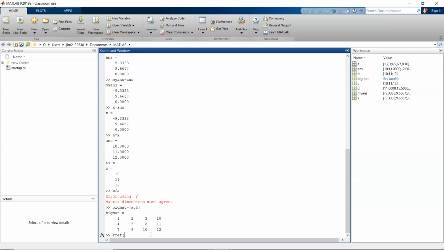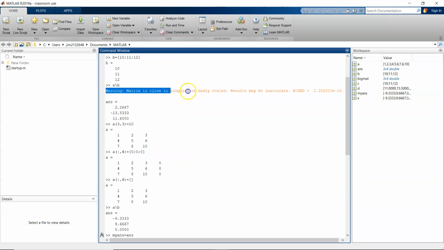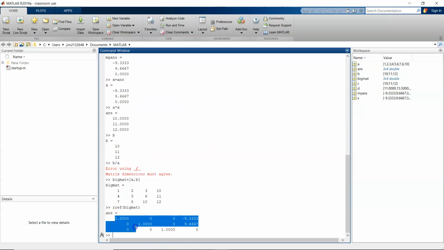Now, RREF, reduced row echelon form, which you might learn about. There we go. What you'll get, for an answer, if everything works right, if you don't get this warning, if you don't have a singular matrix, you're going to get the identity in the first 3 columns and then the answer in the last column. Oh, there it is. Here's the answer. Negative 9.333, 9.667, and 0. Same answer. RREF. So that's another way to solve it.